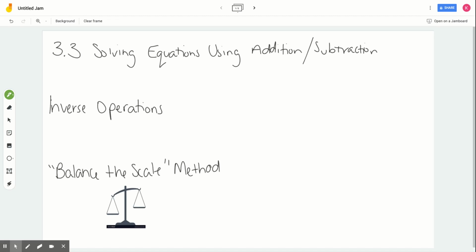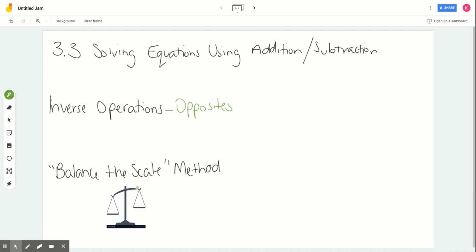Today we're going to be talking about lesson 3.3 on solving equations using addition or subtraction. On your guided notes, I want you to add a few terms. The first one is inverse operations. Inverse operations are opposites. For instance, addition and subtraction are inverse operations.